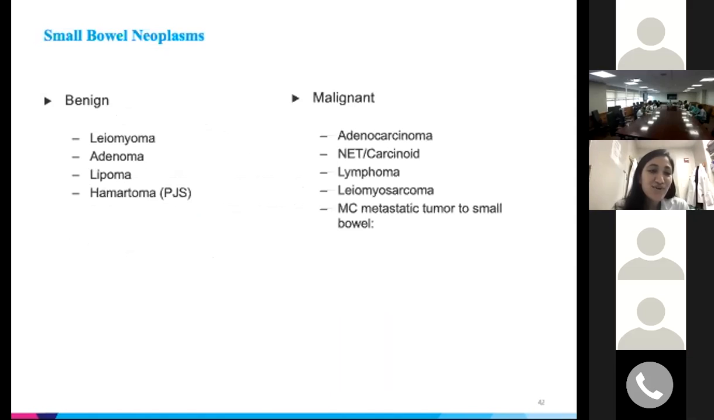Nice. So benign neoplasms of the small bowel, like we were saying, include leiomyomas, adenomas, lipomas, and hamartomas. Malignant small bowel tumors include adenocarcinoma, primary and metastatic, carcinoids or neuroendocrine tumors, lymphomas, leiomyosarcomas. And quick review again, Dr. Davino just went over this, but what is the most common metastatic tumor to the small bowel?